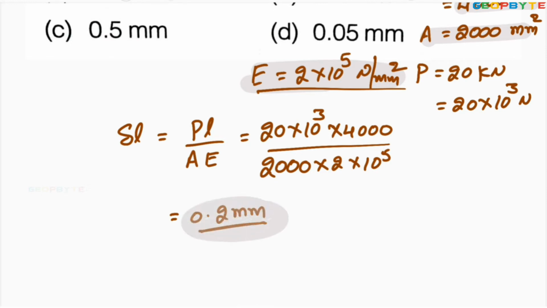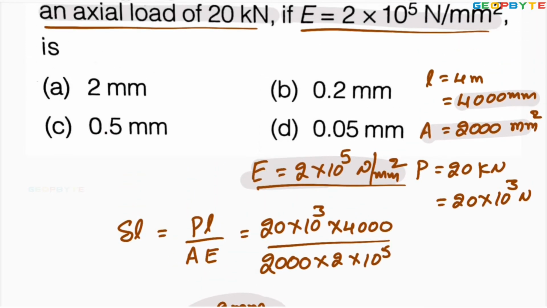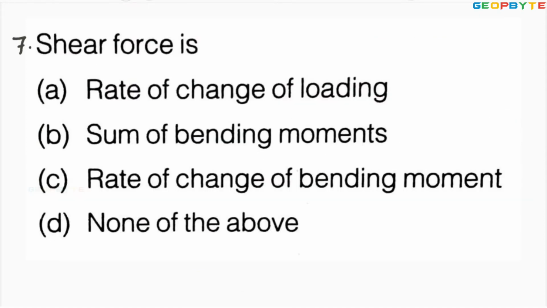I hope you got my point. Now look at the options. Option A, 2 mm. 2 mm is not correct. Option B, 0.2 mm. Option B is absolutely correct. I hope you got my point. The answer is option B. Let us go for one more problem. Look at the seventh problem.